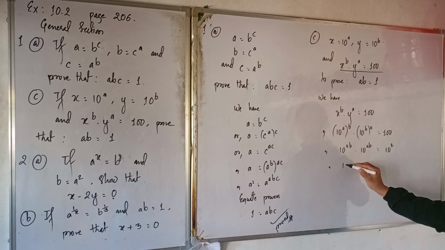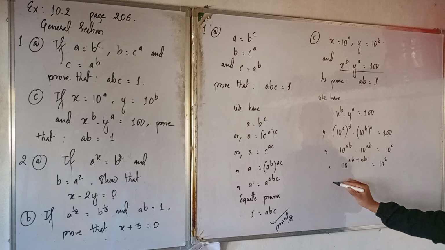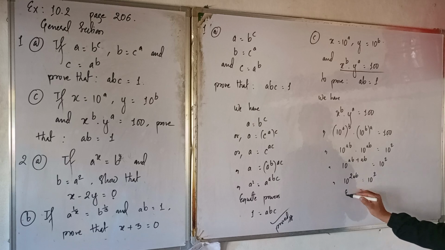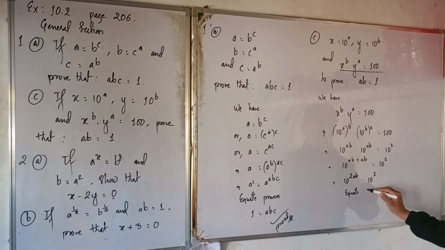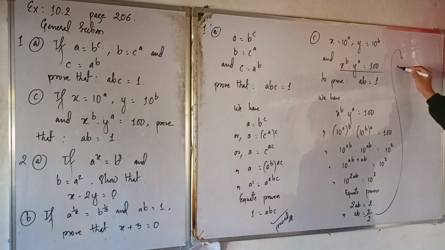Now here 10, and these powers get added, is equal to 10 square. Now ab plus ab, that is 2 times ab. Having the same base, you can equate powers. So equating powers, you will get 2ab is equal to 2. The 2 will go into the denominator on the other side, so ab is equal to 1.